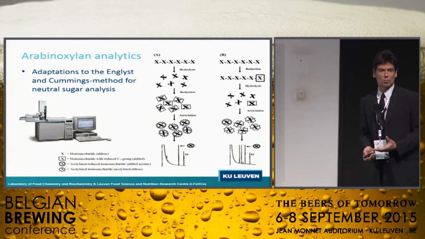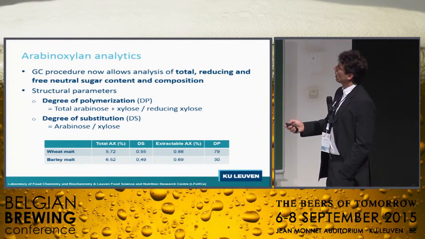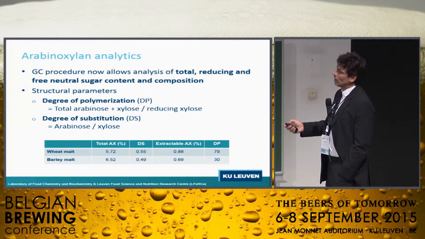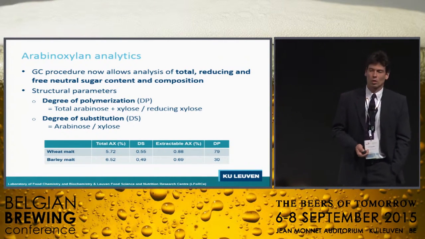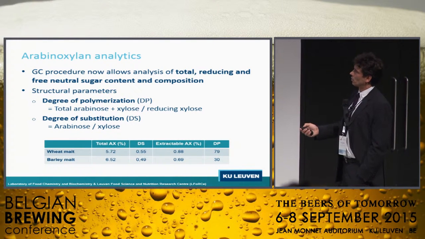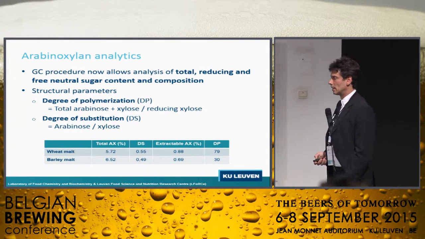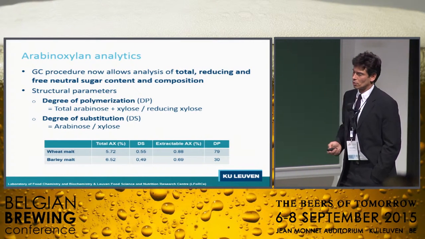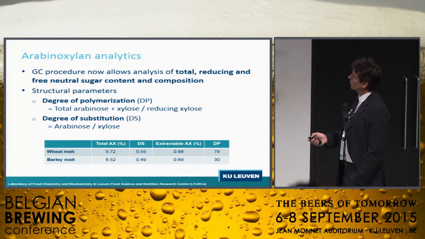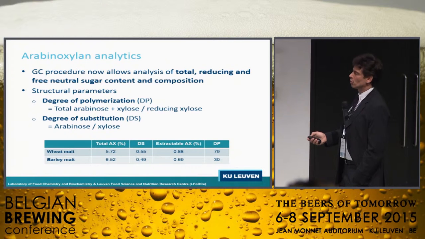Another adaptation allows you to just measure free sugars. So having these three values, you can analyze non-starch carbohydrates for total content, reducing sugar content, and free neutral sugar content. And that, against this rather complex background, allows you to determine the degree of polymerization. For amoxicillin, it's arabinose plus xylose divided by reducing xylose. Then the degree of substitution, which is a measure for the ease with which an oligosaccharide or polymer can be degraded by enzymes, by xylanases. If you look at wheat malt, for example, typical amoxicillin content is around 6%, and barley malt is the same. Degree of substitution would be around 0.5, which means degradable.